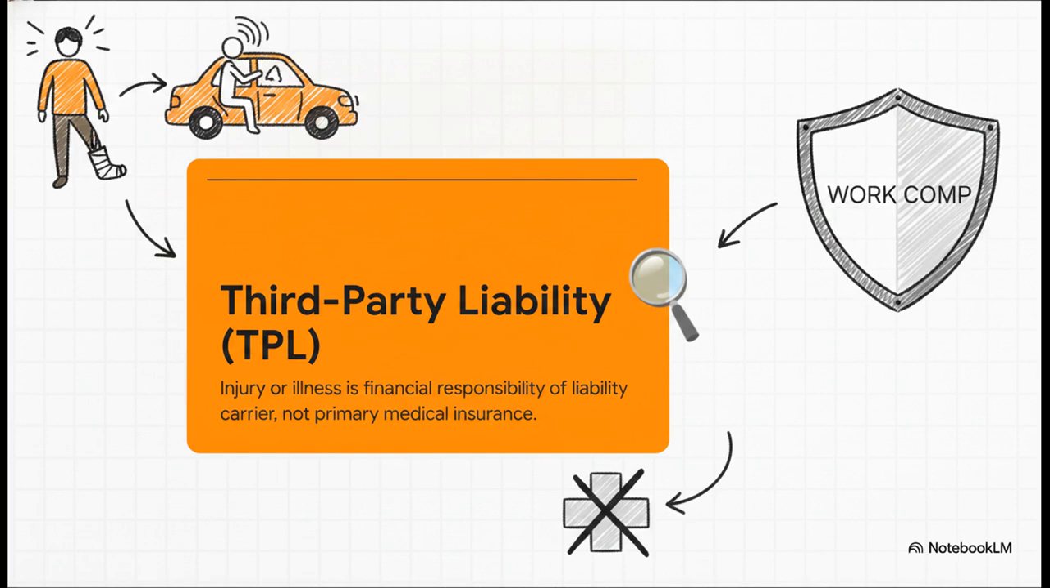Think of it like this. Standard medical insurance is designed for illnesses and general health maintenance, right? But if a patient breaks their leg on the job or maybe gets severe whiplash at a stoplight, the primary health insurance steps back. They basically say, hey, this is a work comp or auto liability issue. So the financial responsibility shifts entirely to a third party.